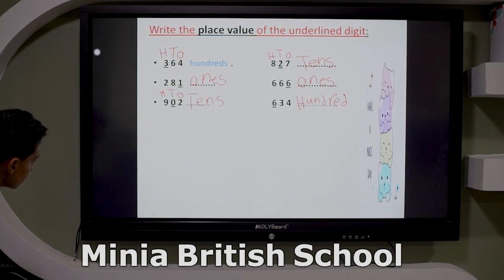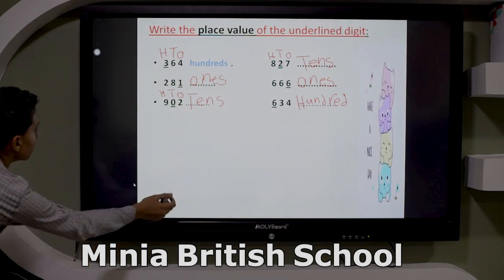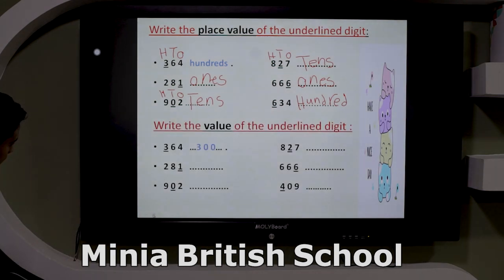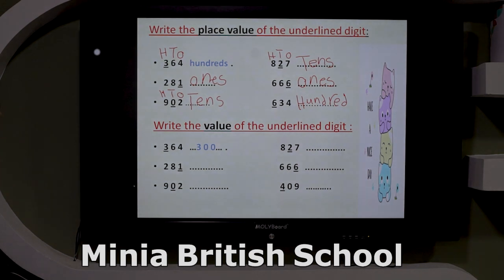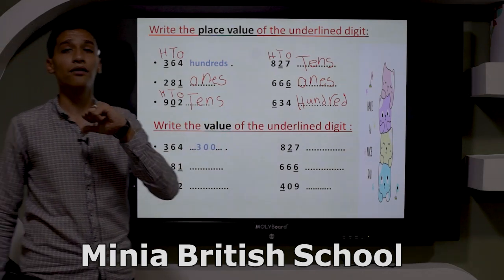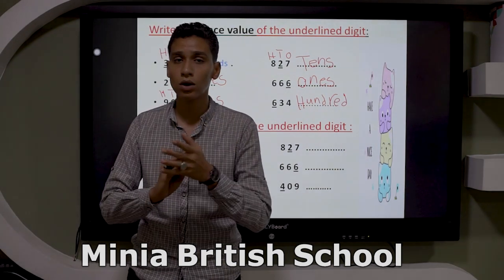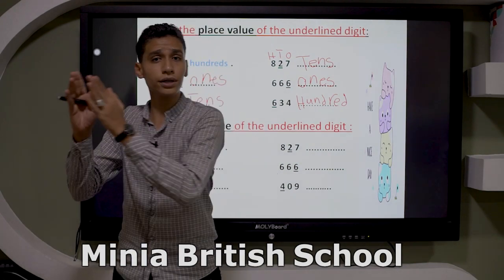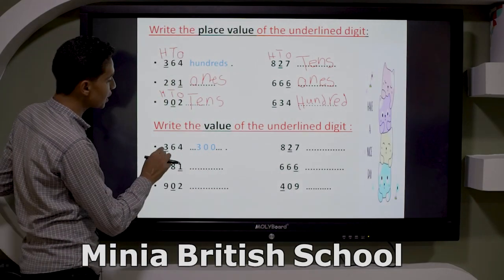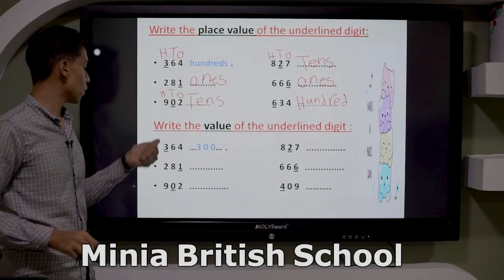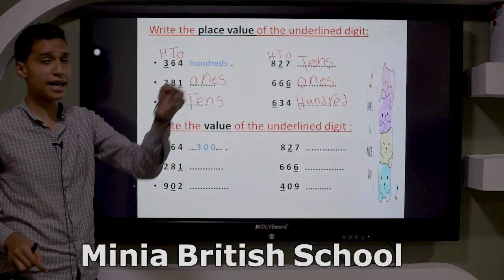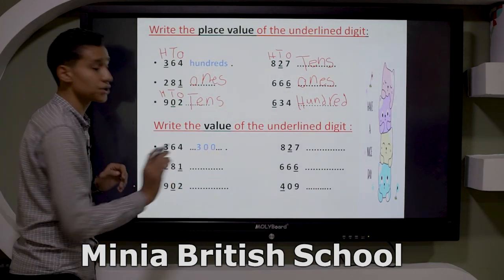Let's see what else here. Write the value of the underlined digit. I ask about the value. So if I ask you about value, what's your code? Excellent. As you read, as you write. Here, 364. So we need the value of digit 3. I say 300, so I will write 300.